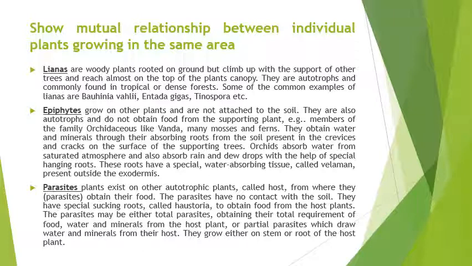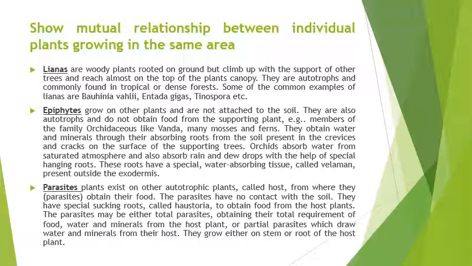Many mosses and ferns and some fungi are also in this category. They obtain water and minerals through their absorbing roots from the soil present in the cracks of the surface of the supporting trees. And orchids absorb water from the saturated atmosphere and also absorb rain and dew drops with the help of special hanging roots they have. These roots have special water absorbing tissue called velamen that is present outside the exodermis.